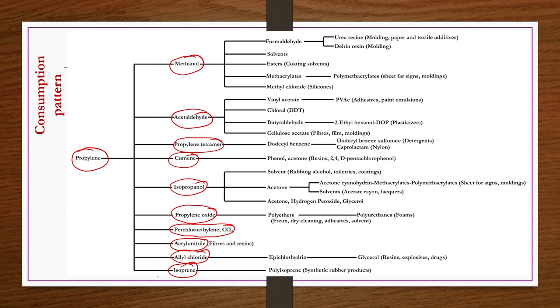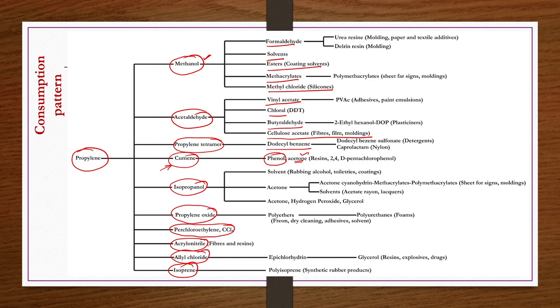This you can see. And then using methanol, what kind of chemicals we can produce, that we have already discussed in the previous chapter. We have also discussed that once you have acetaldehyde, we can produce vinyl acetate, chloral, butyraldehyde, cellulose acetate, fibers, etc. Those things we have seen. Propylene tetramer can be used for dodecyl benzene production. Cumene, initially it was produced as a blending agent for high octane fuels, but nowadays it is primarily utilized to produce phenol. In the production of phenol from cumene, acetone is also obtained as a co-product.